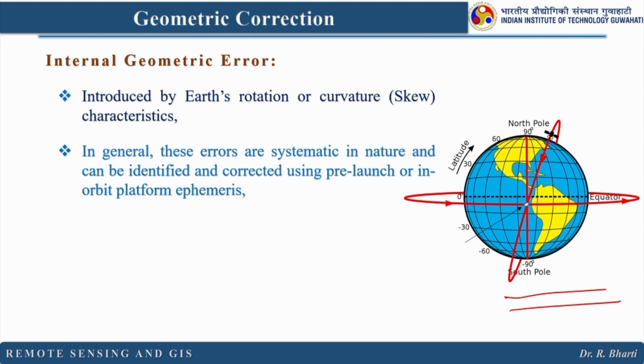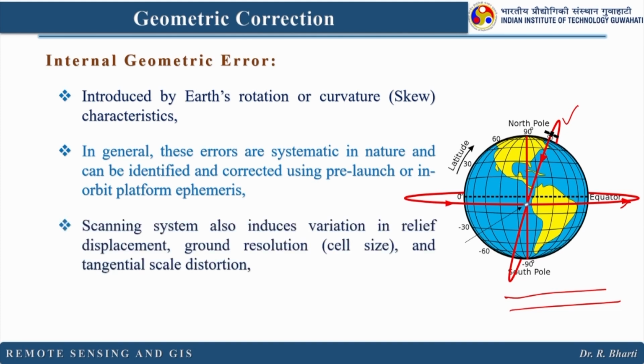Like here, basically you know the rate of this movement and the rate of movement of your satellite. So, if there is a change, then you can easily predict or estimate that. Scanning system also induces variation in relief displacement, ground resolution and tangential scale distortion.